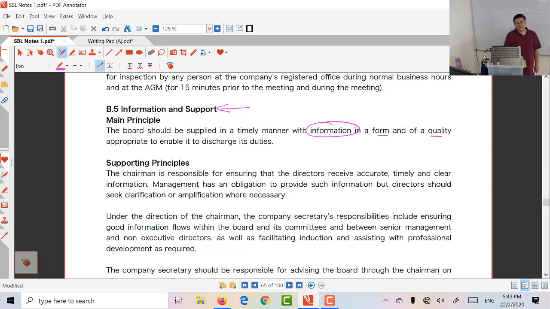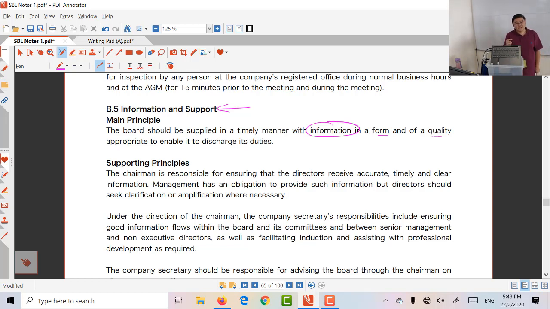We discussed this when we talked about the role of the chairman last Thursday, correct? One of the roles of the chairman is what? How many roles of the chairman have I told you? 6. Okay, if you can say all the 6, then we'll finish punctually. Number 1? Leadership. Hey, look at the notes, cannot. Leadership, then? Look at the notes, okay?